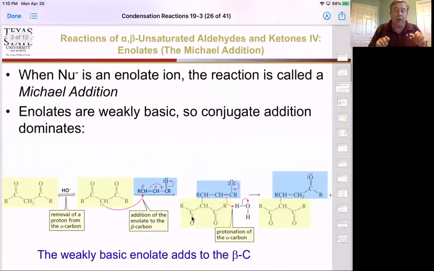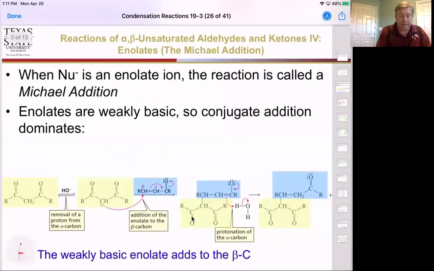Okay, we can also use the nucleophile as an enolate ion. When our enolate ion is that nucleophile, we call it a Michael addition because we're adding that enolate across that double bond in that alpha beta unsaturated aldehyde or ketone.